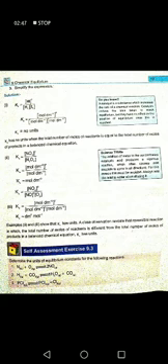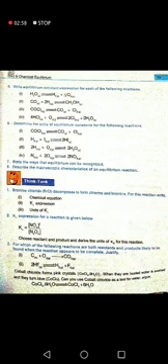There is self-assessment exercise 9.3. I will attach the solution of this exercise too. Then there are some related questions in the exercise. I will attach the solution of these questions too.